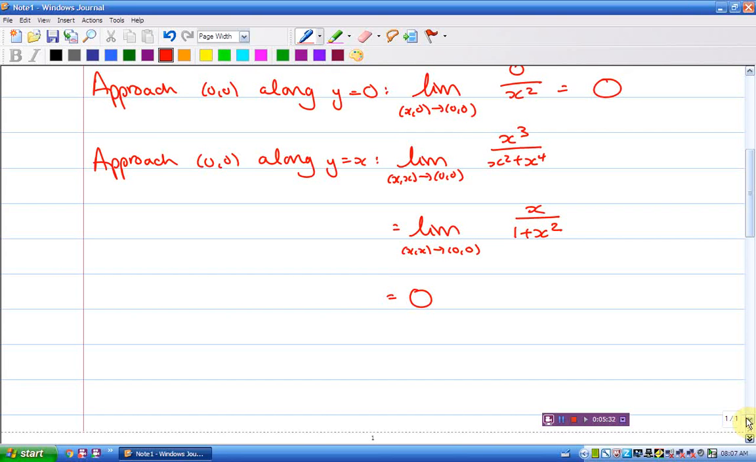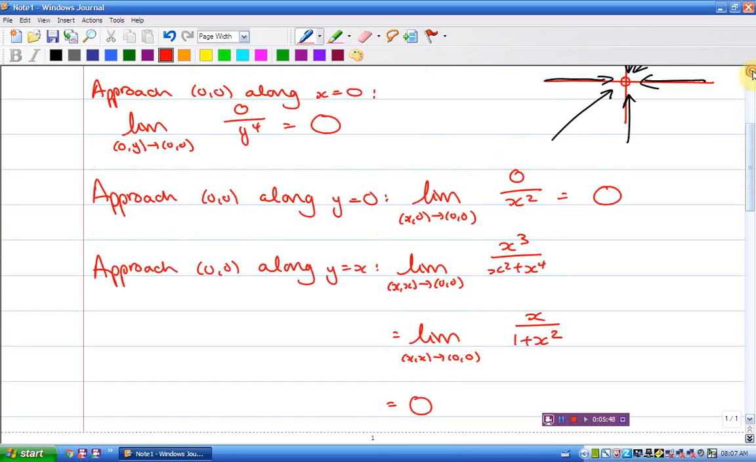Okay, but now you kind of give up in despair because, oh my goodness, we've tried so many options and we're getting 0 every time, and what we're trying to get is disagreement. We're trying to break this thing. We're trying to say, I found your weakness, the limit doesn't exist. So we need to try something else. What is that something else?